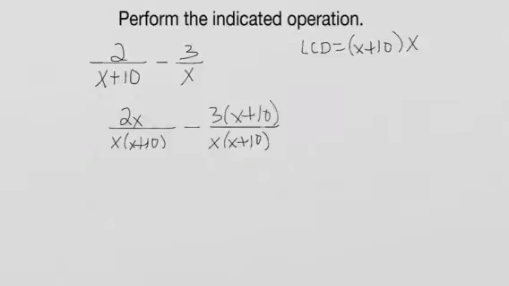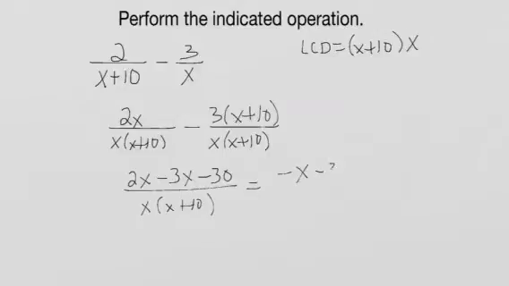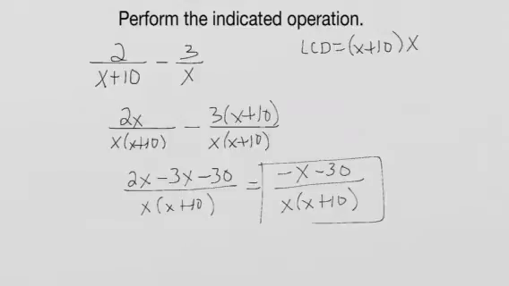Alright, so now we have 2x minus 3 times x is 3x, and then minus 3 times 10 is negative 30, over that x times x plus 10. Now if we simplify the top, 2x minus 3x, that's negative x minus 30 over x times x plus 10. And again, that's as far as we can go. It can't be simplified any further.